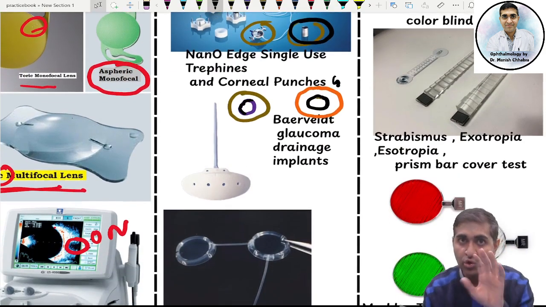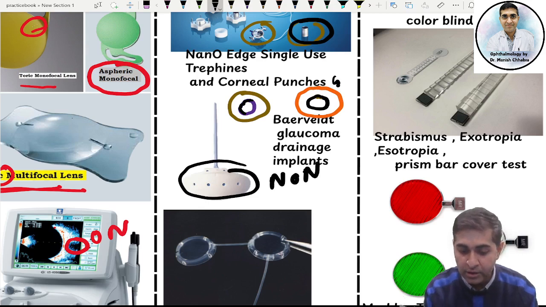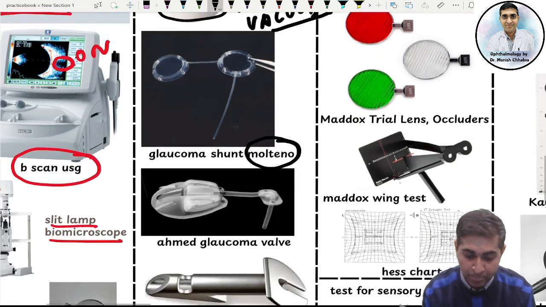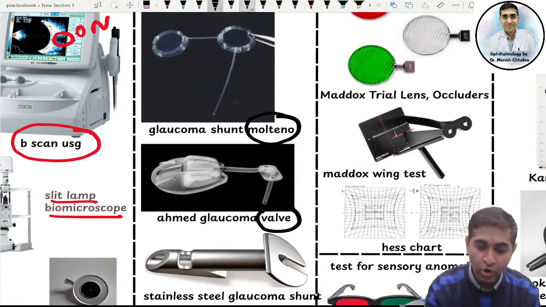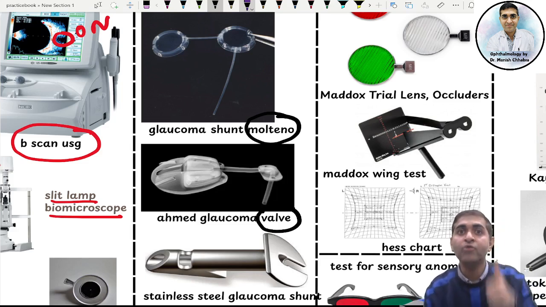Now coming over to glaucoma drainage devices. This is your Baerveldt, which is a non-valved glaucoma drainage device, and this is again Molteno, but this is your valved glaucoma drainage device. This is your Ahmed glaucoma valve. So which is the gold standard surgery for glaucoma? It is trabeculectomy. It is gold standard. And in some cases where it is not possible to perform trabeculectomy, you go on for Ahmed glaucoma valve, you go on for Baerveldt, you go on for Molteno.